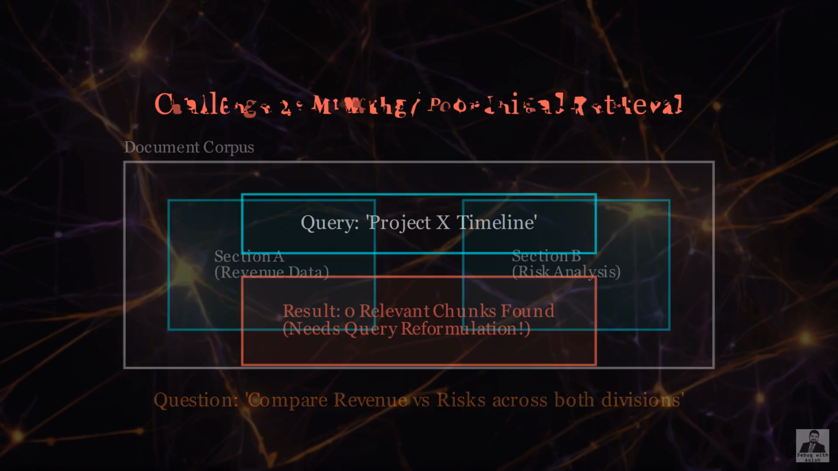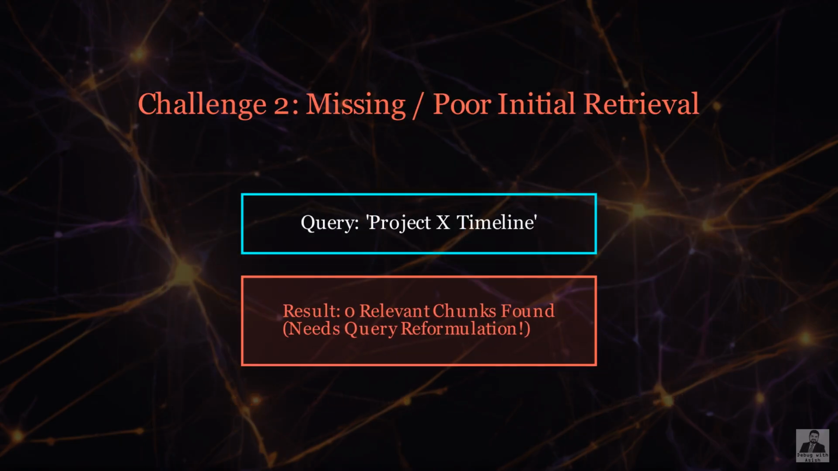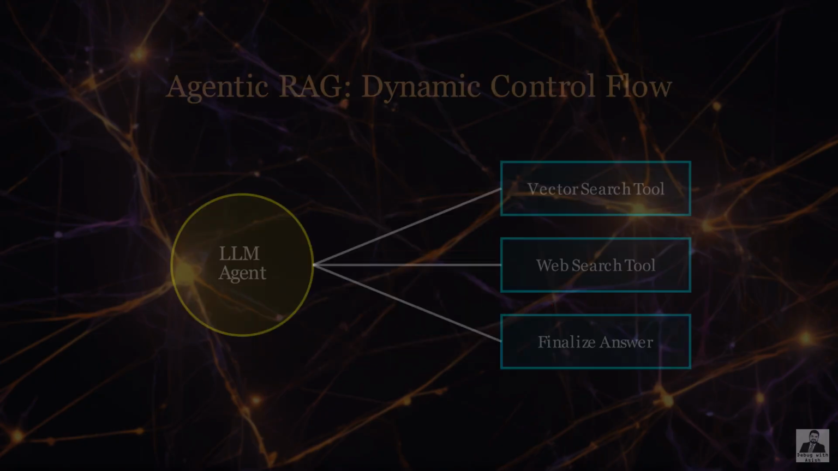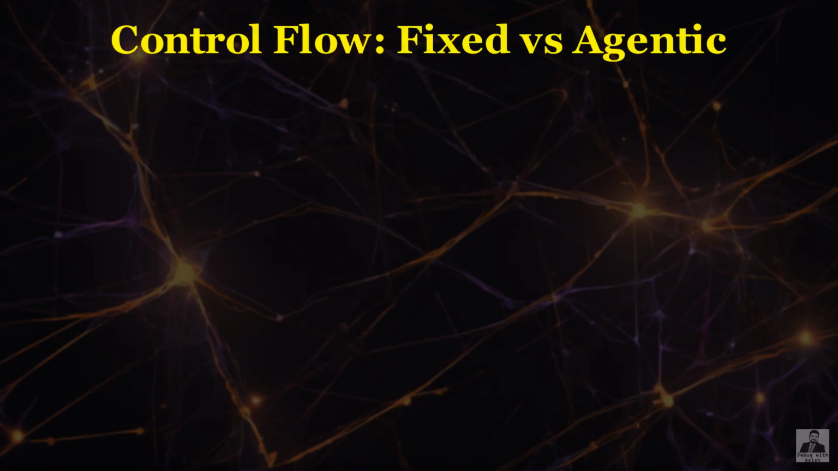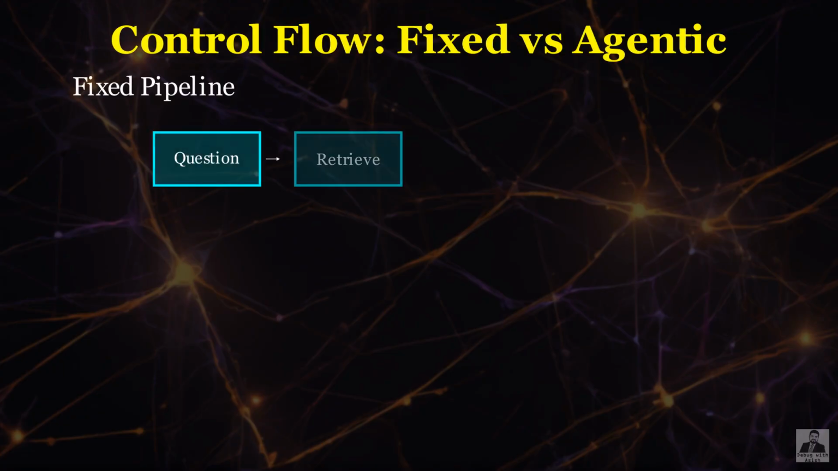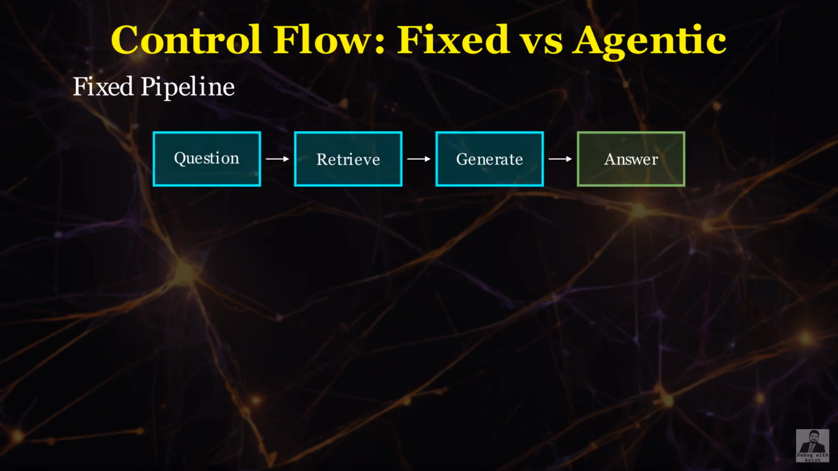Or a question where the first retrieval returns nothing useful and a different query would do better? Agentic RAG gives the model tools and lets it decide what to retrieve, when to retrieve again, and when it has enough to answer. The difference is control flow.